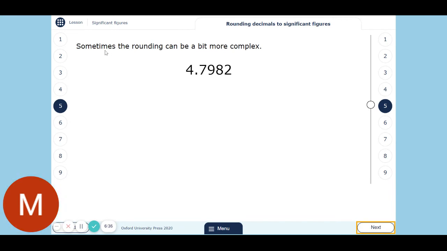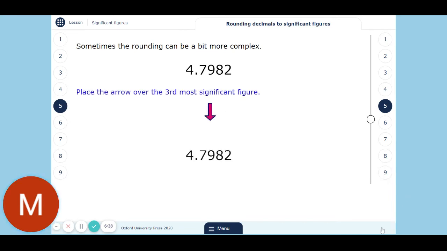Okay, so if we look at this next one, we want to put the arrow over the third most significant figure. So the 4 in the units column is the second most, and the third most is the next digit. Because this is a 9, it's that same problem I talked about before about when you try to round up a 9, it rounds up to 4.80 rather than 4.79.